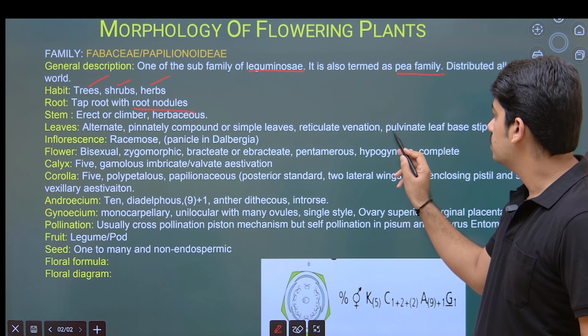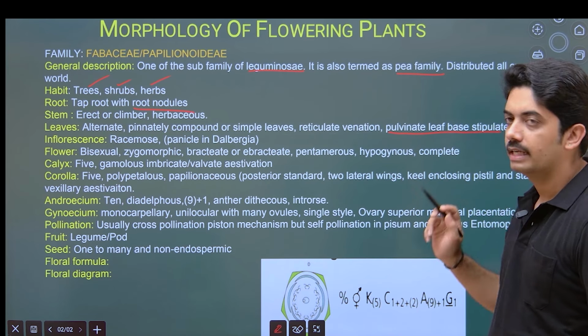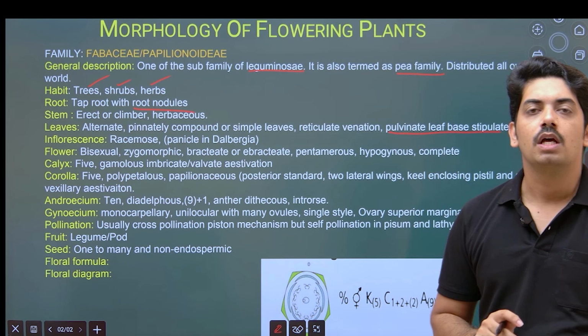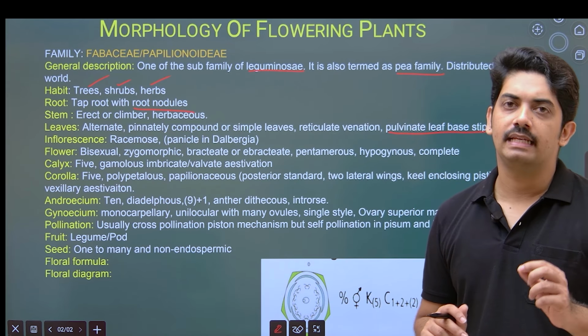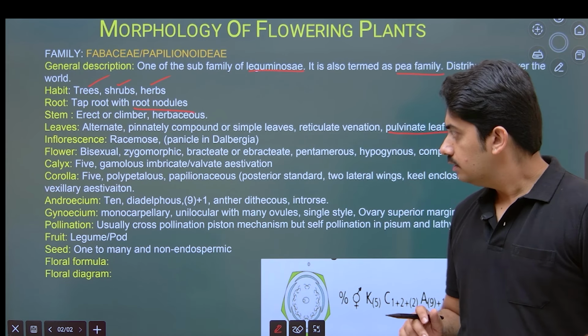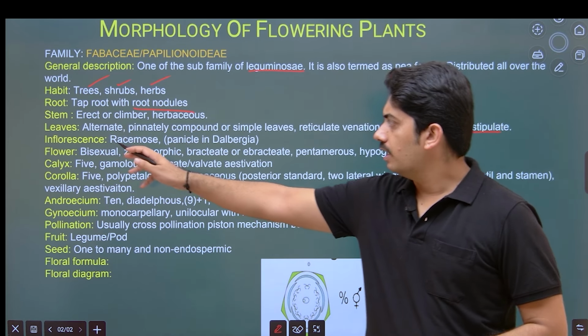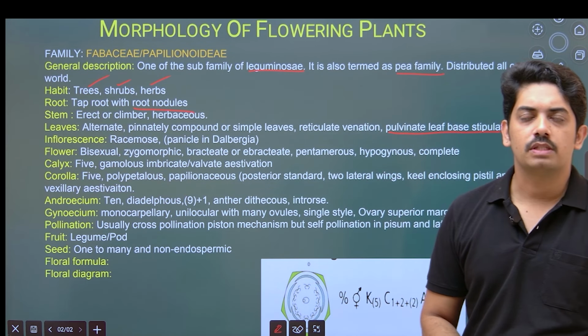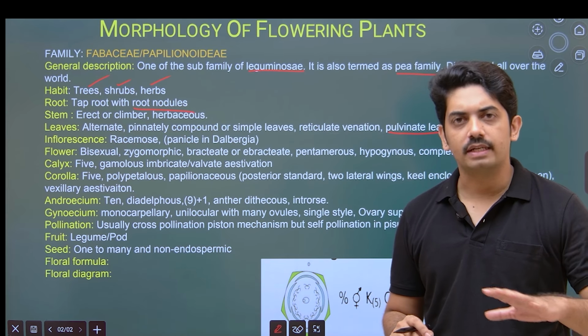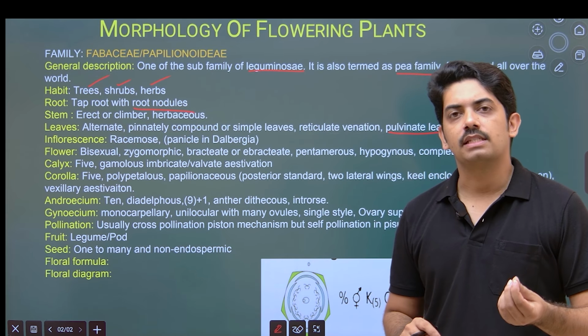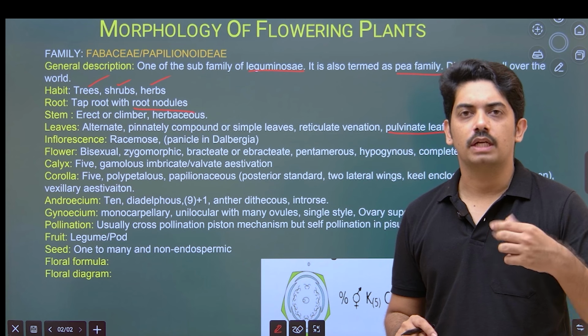Pulvinate leaf base, this is a very important character. Pulvinate leaf base means swollen leaf base, that is the family character. Okay. Inflorescence racemose, that means the tip of the inflorescence does not end with a flower. It has a bud which shows continuous growth.